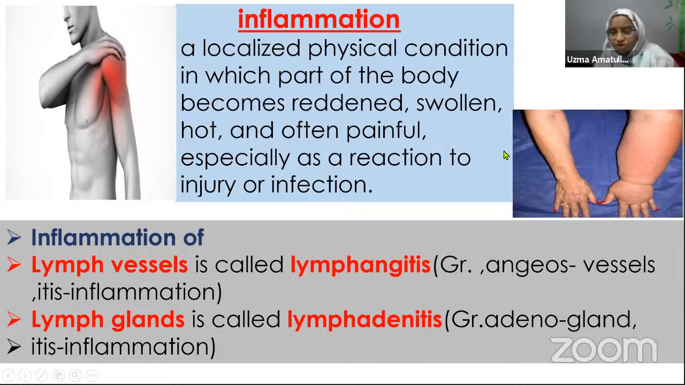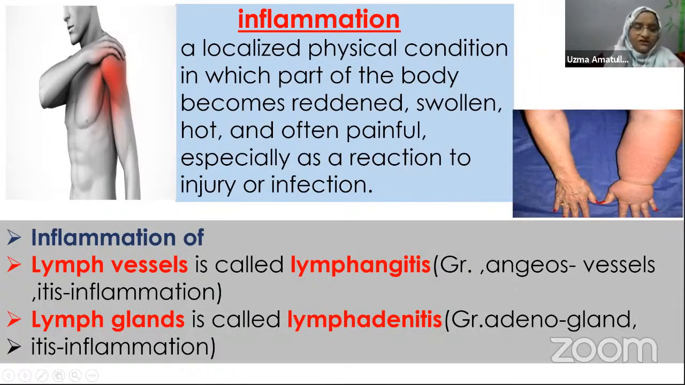Suppose if you fall down and get hurt, what happens? That area becomes red and there will be swelling on it, and it will be red in color and painful also. You can see here, this is a normal hand, normal size, and this is swelling. You can see this is red also and it is painful also. Here you can see this one, it is painful. The muscles are injured here. So it is a condition where that particular part of the body becomes red, swollen, hot, and also painful.